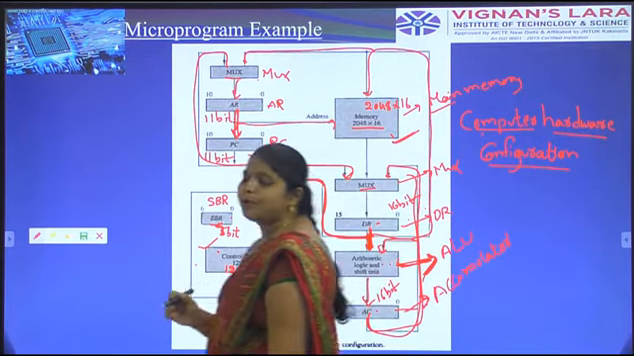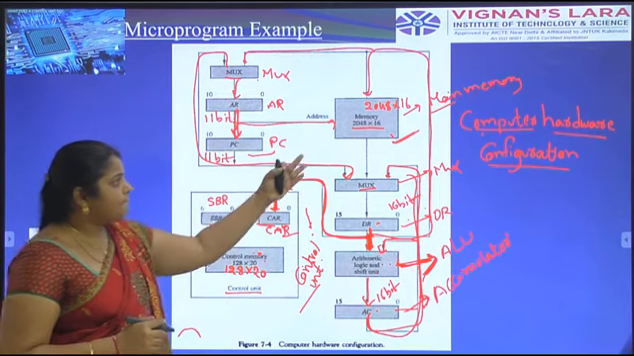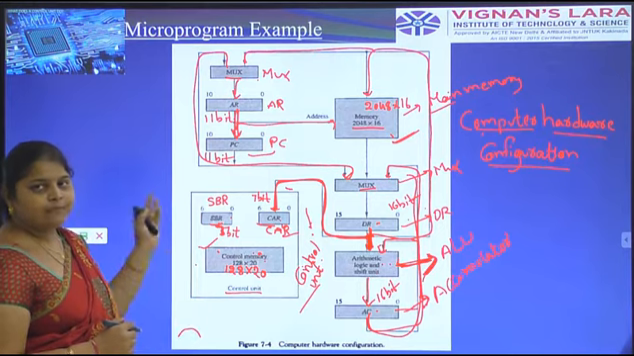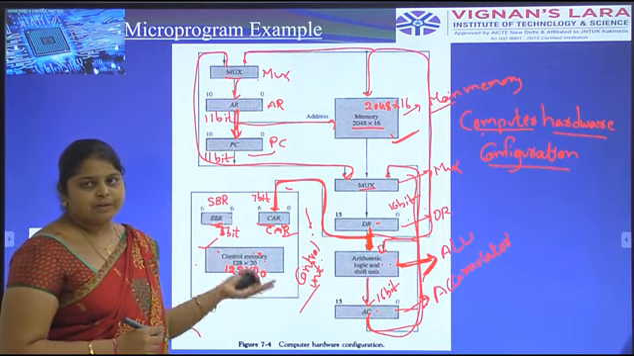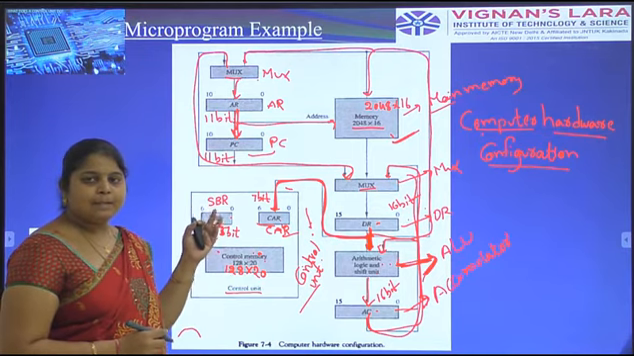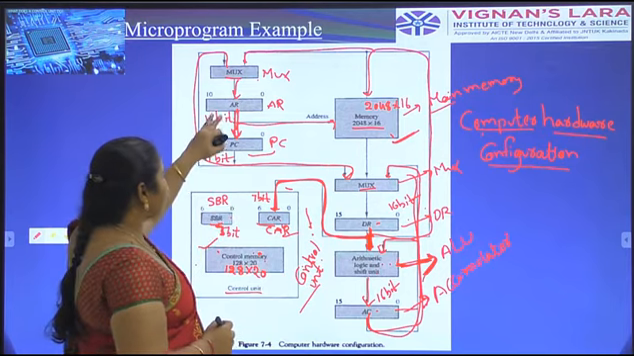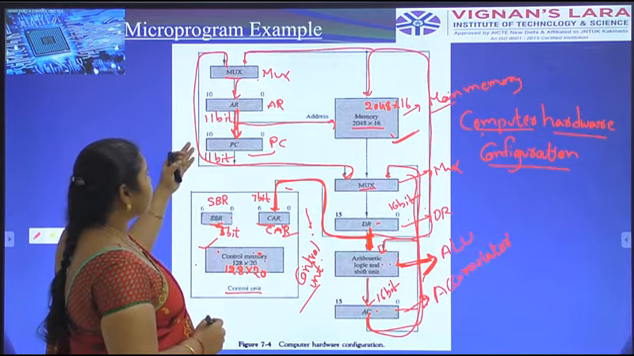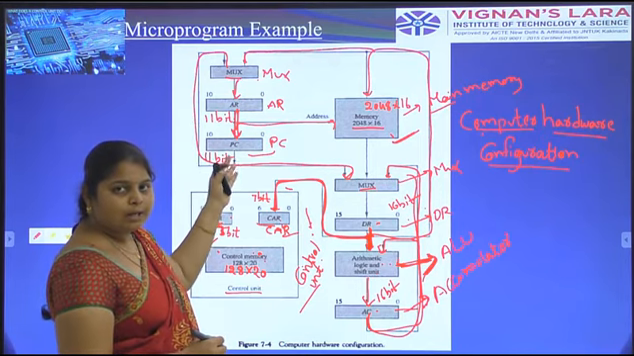In microprogram control, it consists of two types of units: the main memory unit and the control unit, and 4 registers. With the help of the accumulator, they perform the operation from one end to another. The multiplexer transfers the information from one end to another. The address register has 11 bits and the program counter has 11 bits.